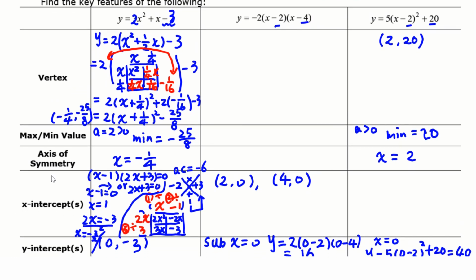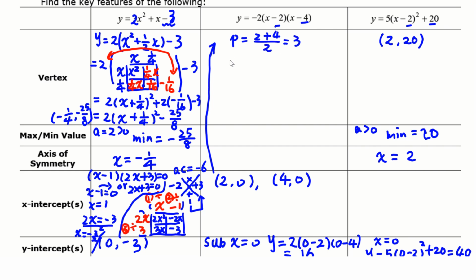So do the same thing for the next one. For the vertex, we could expand it to find the vertex, or we could use the zeros. So this is the first step. We find the zeros, and after that we use the zeros to find the vertex. So the midpoint, p value equals 2 plus 4 over 2. We have 6 over 2, which is 3.